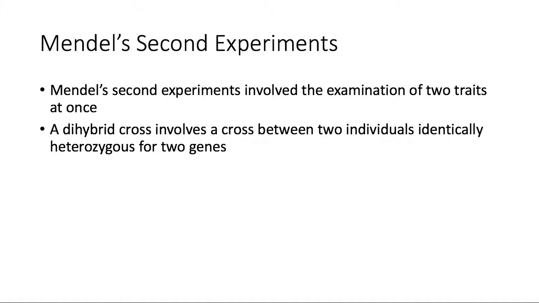Now, Mendel wasn't finished. He tried to do a second round of experiments where he decided, you know what, why don't I not look at one trait? What if I look at 2 traits at the same time? This is a dihybrid cross. It involves a cross between 2 individuals who are identically heterozygous for not 1, but 2 genes. So let me show you what I mean.